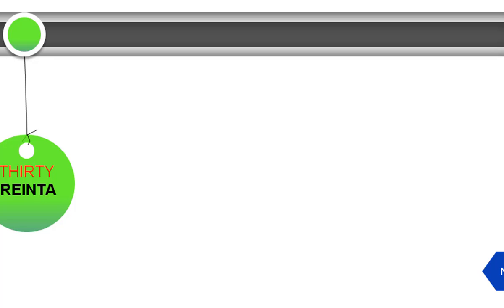Again, 31 to 39 follow the same rule as 16 to 19 and 21 to 29. So 35 would be 30 plus 5, treinta y cinco. So we just need to know what the tens number is called. 30 is treinta, and following our rule, we can say any number between 31 and 39. 38 will be treinta y ocho.